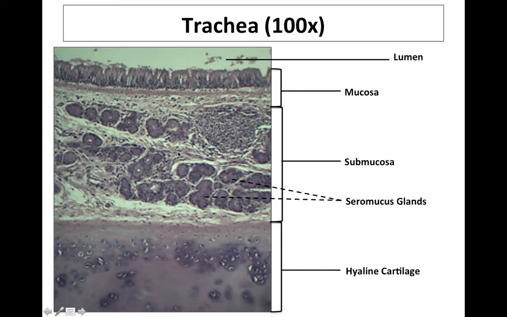If we go back here to this 100x magnification, within the submucosa, you see a series of what are called seromucous glands. These seromucous glands are going to be secreting here within the layer lining of the trachea itself at the lumen to help pick up some of the debris and create a sticky substance that catches that debris before it passes further down into your bronchial tree. And then down here you can see that nice strip of hyaline cartilage.